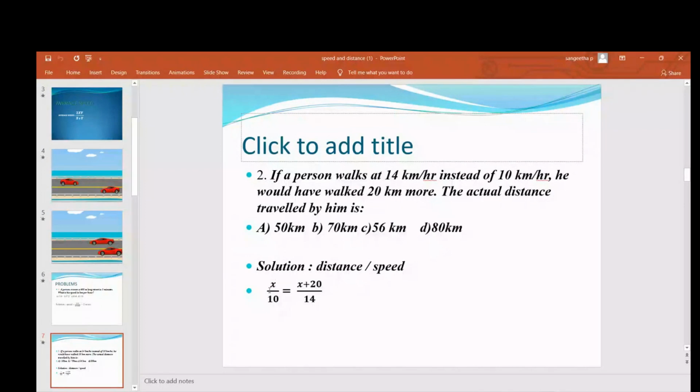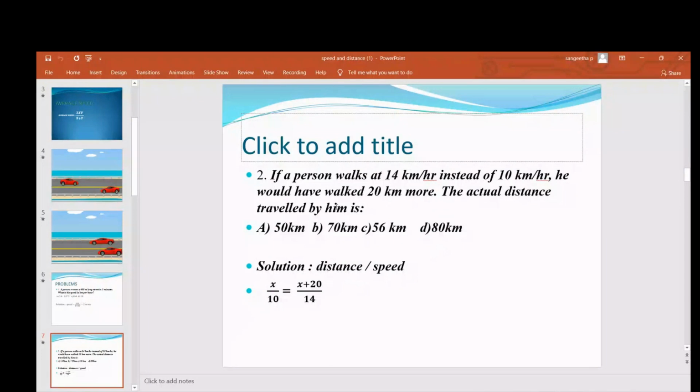Usually he covers some distance, and that distance also we don't know. Usually his speed is 10, so distance by speed is x by 10. Then x plus 20 means on that day he covers more than the usual distance x kilometer, because he increased his speed on the particular day, so he covered an extra 20 kilometer. So I add here x plus 20.